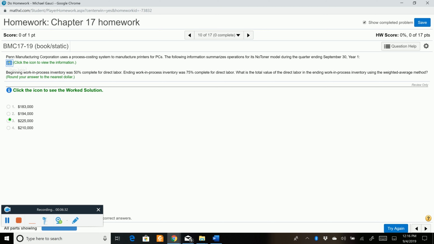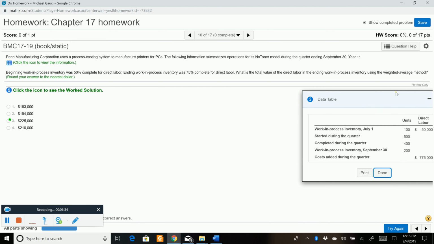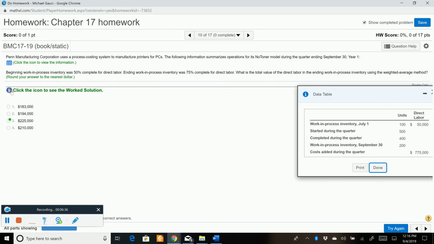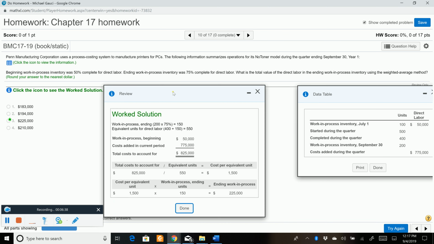All right, this next homework problem, we are actually looking at direct labor here, it looks like. Penn Manufacturing Corporation uses process costing to manufacture printers. Beginning WIP was 50% complete for direct labor. Ending WIP was 75% complete for direct labor. And we're asking the total dollar value of labor in the ending WIP using weighted average.